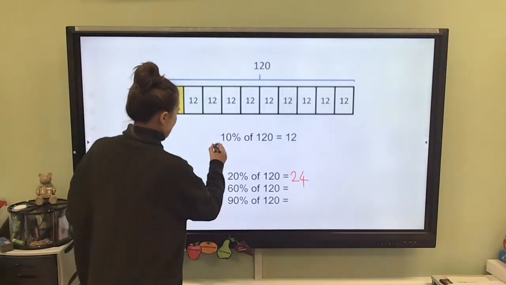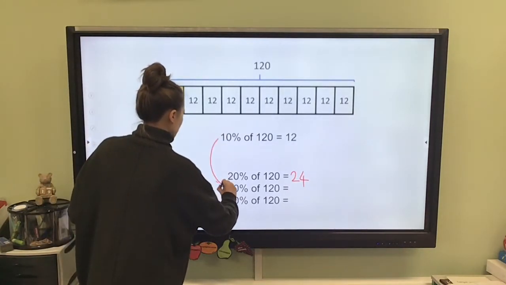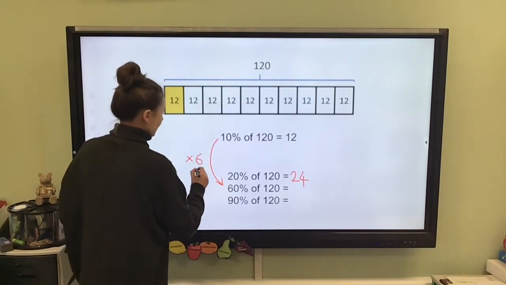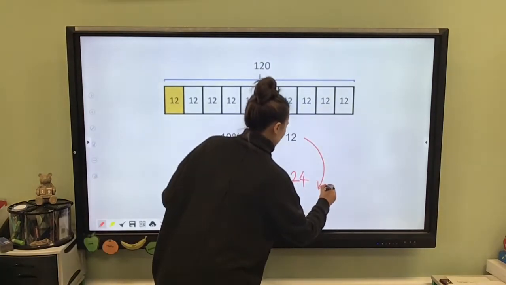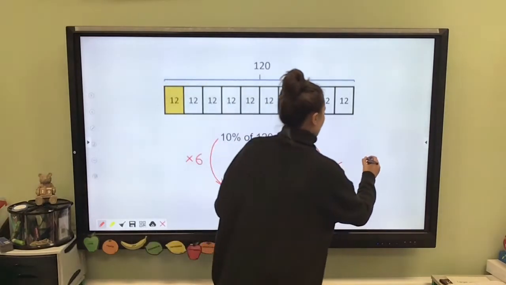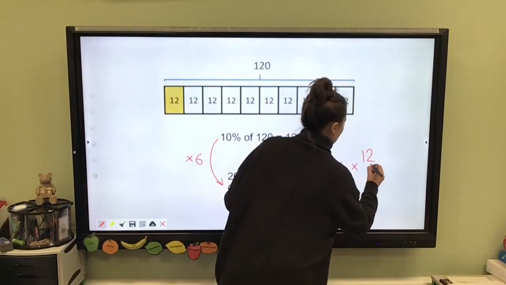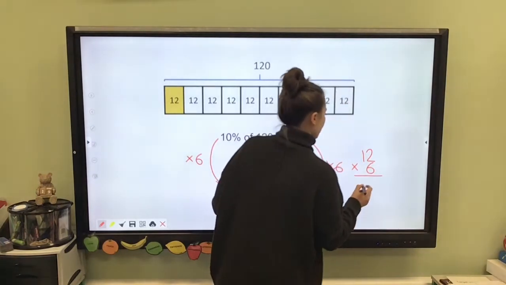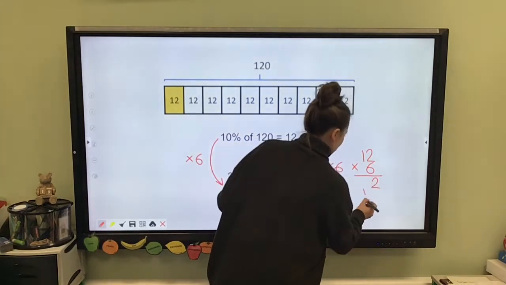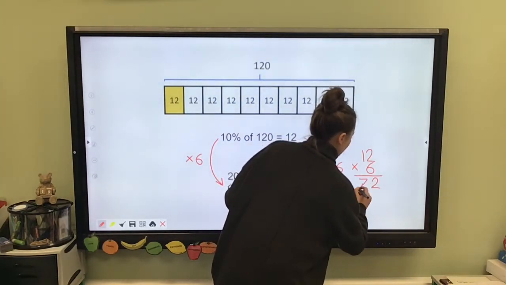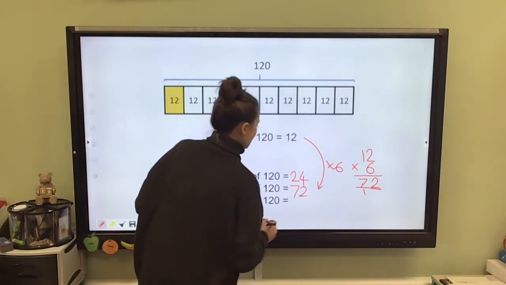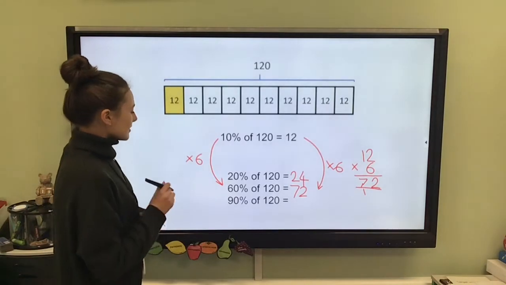Okay, so what about 60%? So what would I need to do to my 10% to get to 60%? I would need to multiply by 6, wouldn't I? So I'm also going to multiply 12 by 6. Okay, and again, it's fine to show your workings. So I'm going to do 12 multiplied by 6 in our column method. So 2 times 6 is 12, 1 times 6 is 6, plus my 1 is 7. Okay, so my answer to 60% of 120 is 72. So what about 90%?